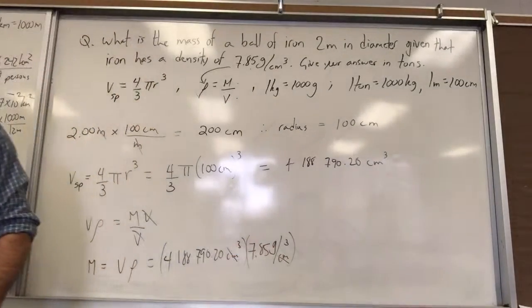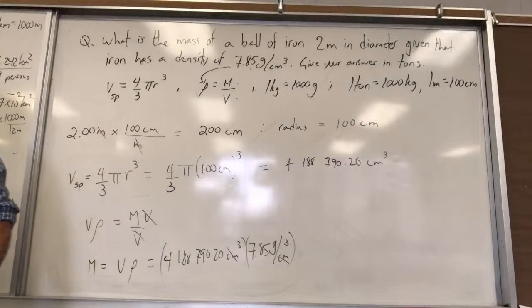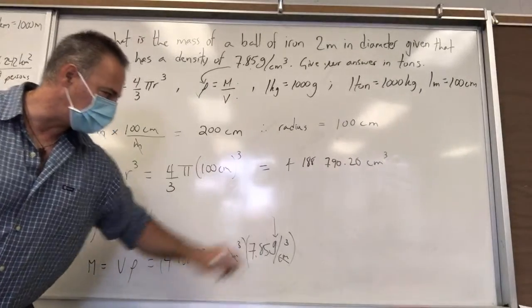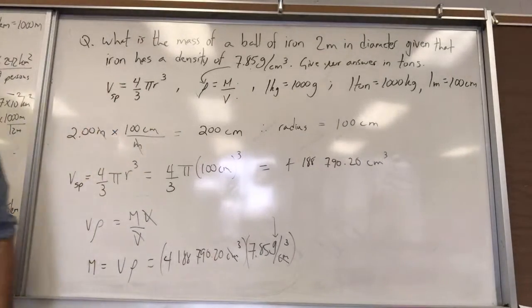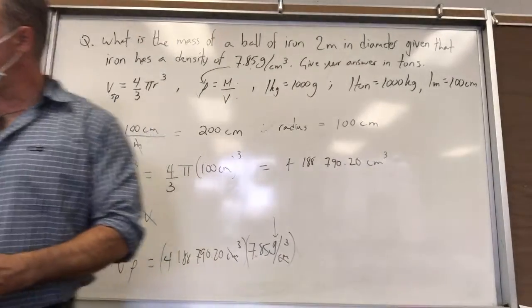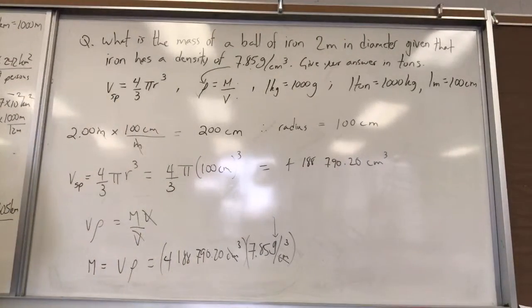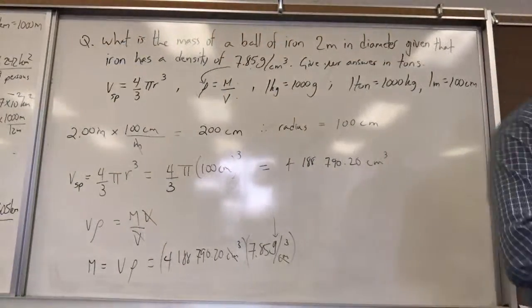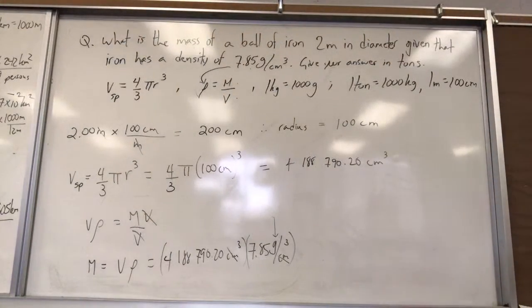What's the mass going to be in? Come on, guys, it's staring you right in the face. What is that unit that's left over? Grams. So our answer is going to be in grams. So let's find out what it is. How much does this ball of iron weigh? Times 7.85.